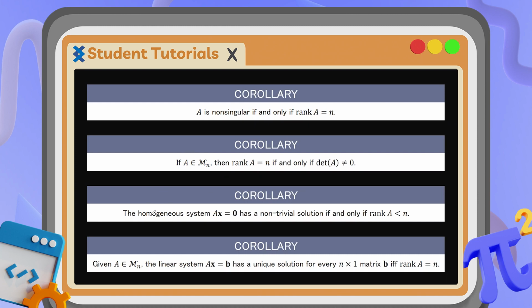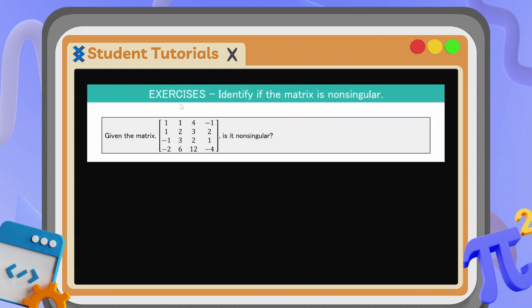And lastly, given a square matrix, the linear system A times x is equal to B has a unique solution for every n by 1 matrix B if and only if the rank is equal to the number of columns. So let's see some corollaries to be able to answer some of these examples.